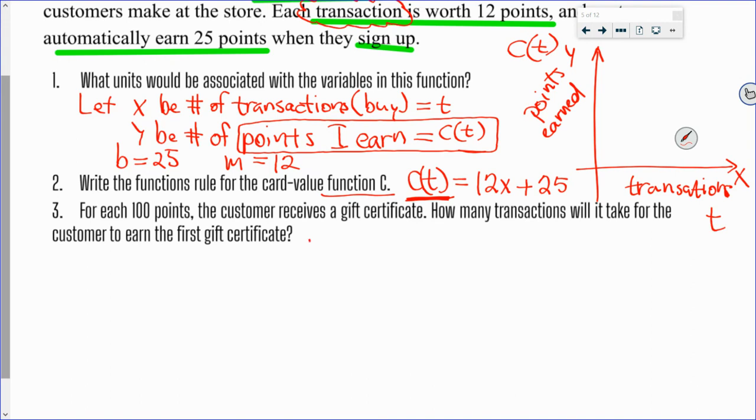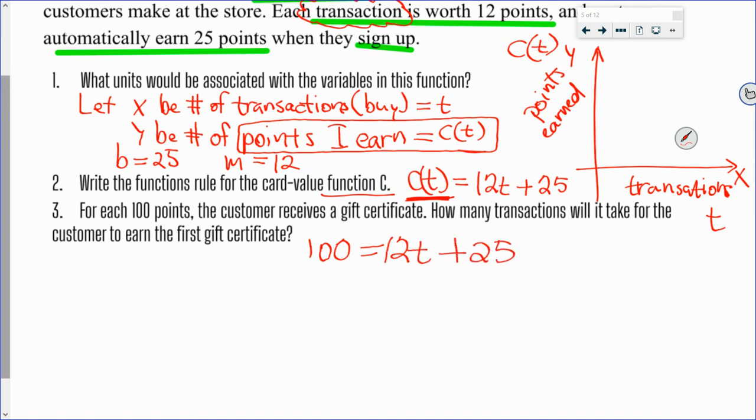And so I can just put down 100 points here is equal to, by the way, I made a little mistake. I put X there because I'm so used to using X. It really should be 12T. I like X and Y better, I'm kind of with you all, but that's what it told us to do. So I want to know how many points. So I'm going to put in 12T plus 25 here.